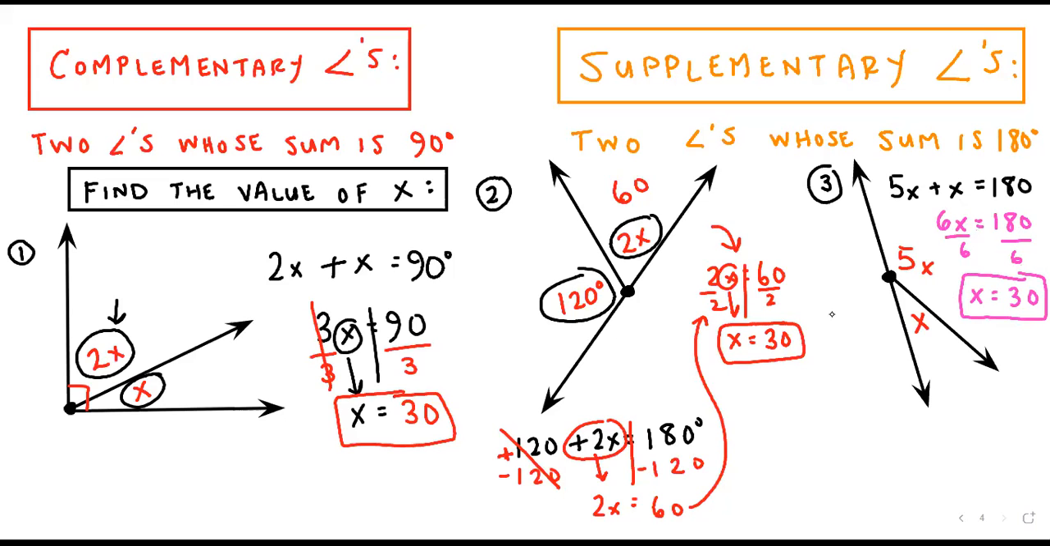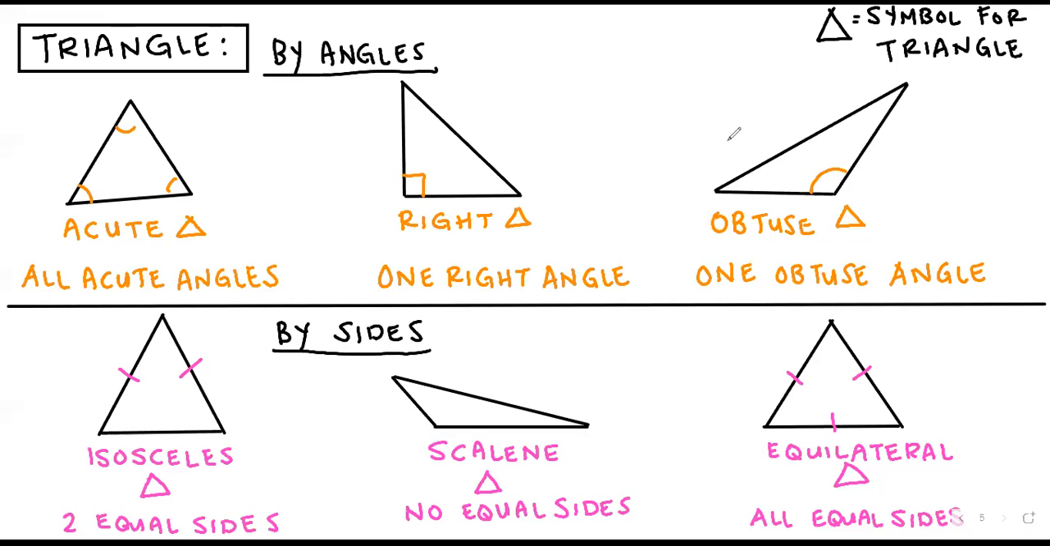Okay, so right here we have triangles. Triangles have 2 different classifications. You can classify triangles by angles. So you have an acute triangle, which means that all the angles of the triangle are acute. You have a right triangle, which means that one of my angles is a right angle. And then you have an obtuse triangle, which means that one angle is obtuse.